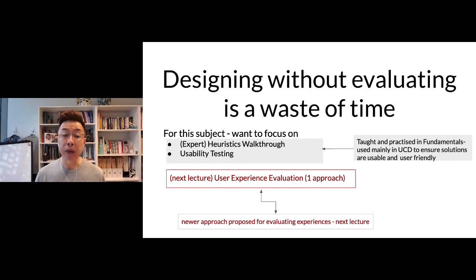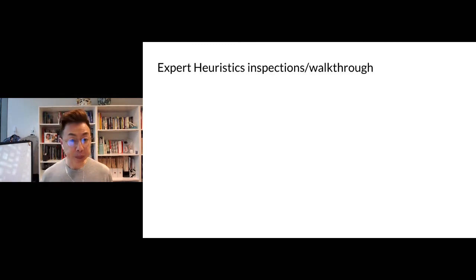Now, I want to remind you that expert heuristics walkthrough and usability testing have already been taught to you. You originally learned that in Fundamentals of Interaction Design. So what I'm doing here is going through it quite quickly and covering the main points, so that when you do conduct your usability testing, you are reminded about the main things that you need to do and that you conduct it as properly as possible.